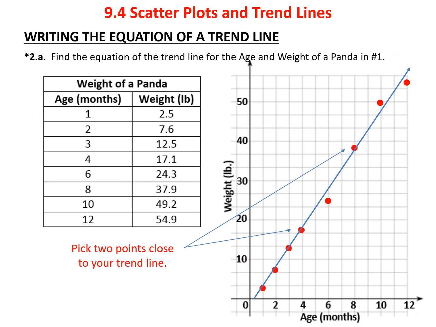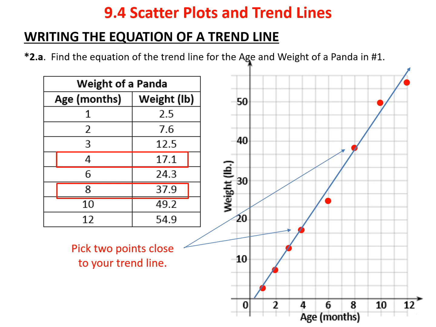So let's apply this procedure to our weight of a panda data. The first thing we want to do is pick 2 points close to the line. So you notice the 2 points that I've picked. I've picked the points (4, 17.1) and (8, 37.9). Again, I just picked 2 points that were close to the line.